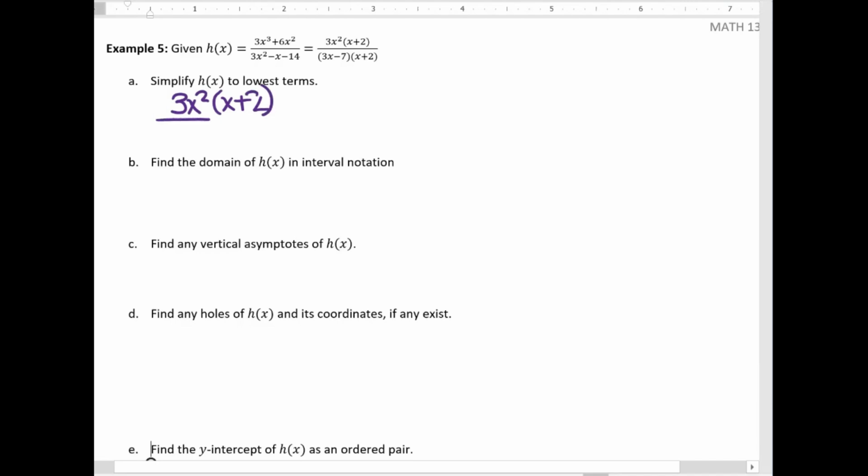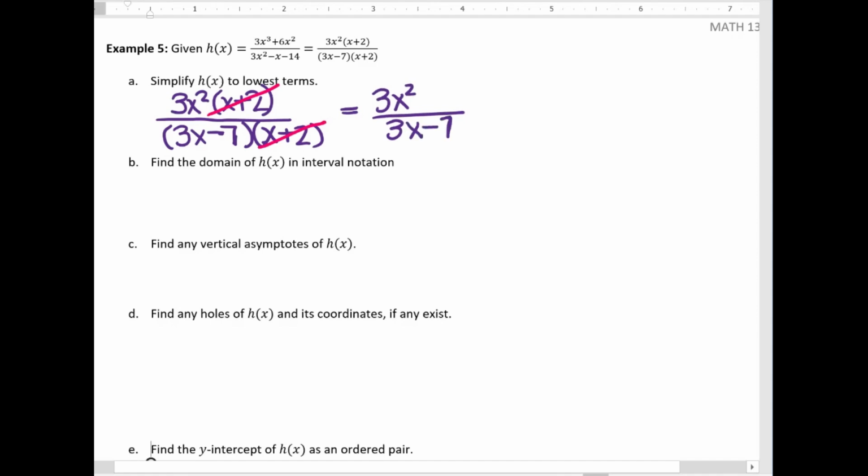If we look at it, we have 3x squared times (x plus 2) all over (3x minus 7) times (x plus 2). The x plus 2 shows up in top and bottom, so we can get rid of it. And we wind up with 3x squared all over 3x minus 7.